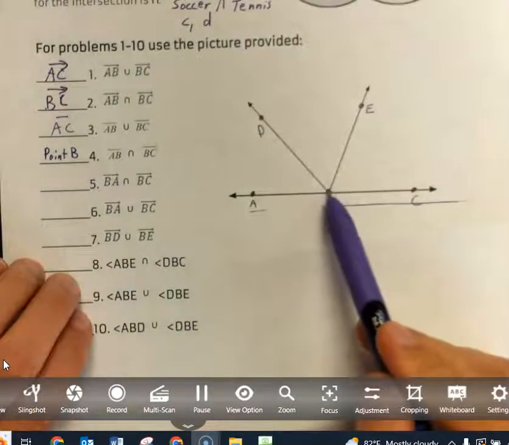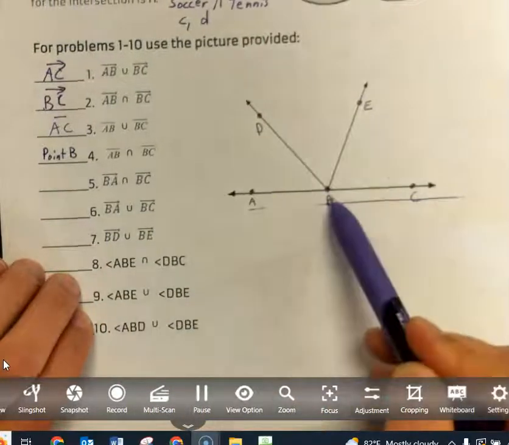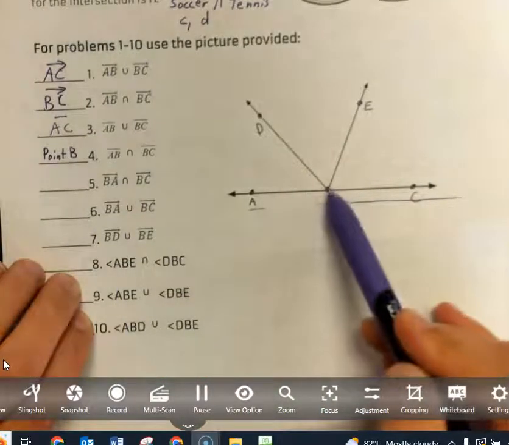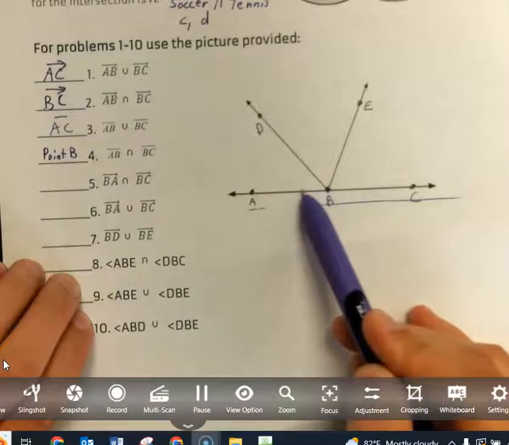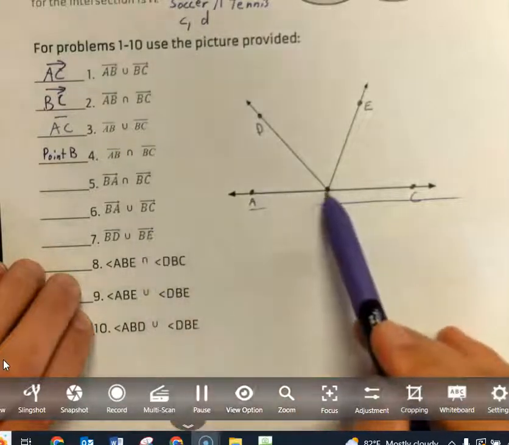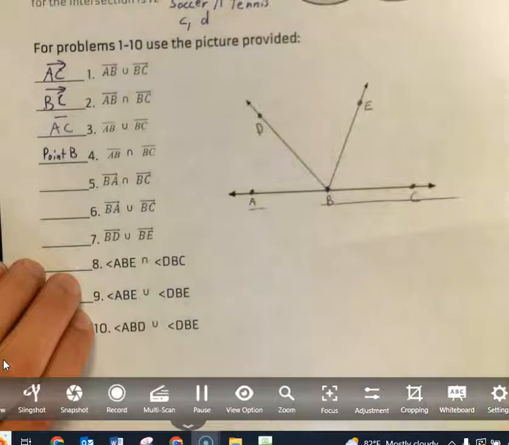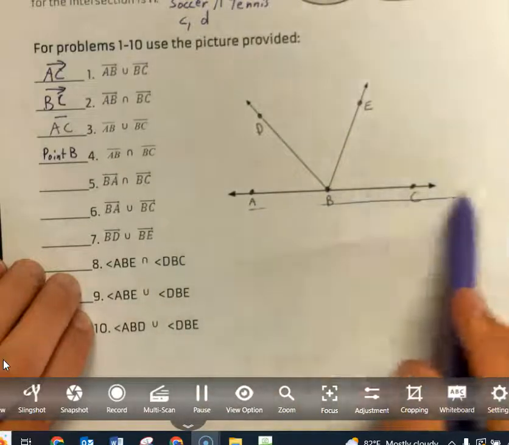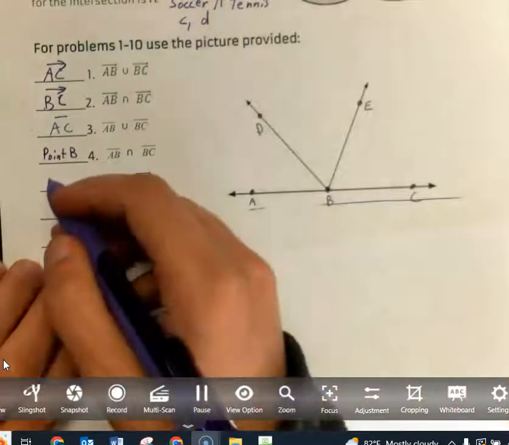Union of ray BA, so start at B, continue on in this way. Oh, not union. Intersection of ray BA, continue on here, and ray BC. Intersection, again, I'm asking what do they have in common? Well, between these two, what do they have in common? It's just point B again.